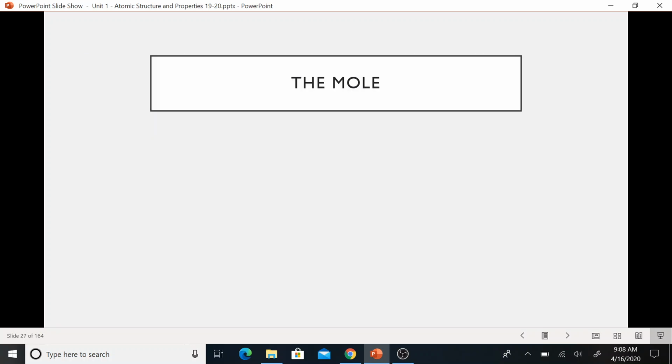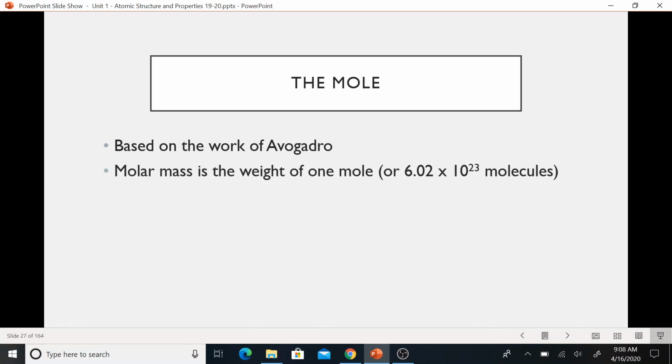Now, that leads us into our mole. I mentioned the mole previously. Let's make sure we're okay with that. Now, this is based on the work of Avogadro, hence why we have Avogadro's number. And so Avogadro developed this idea that the molar mass is going to be the weight of 1 mole of an object. Now again, that number, 6.02 times 10 to the 23rd, molecules, atoms, electrons, protons, ions, formula units, whatever we're dealing with, when you have 6.02 times 10 to the 23rd of it, you have a mole.